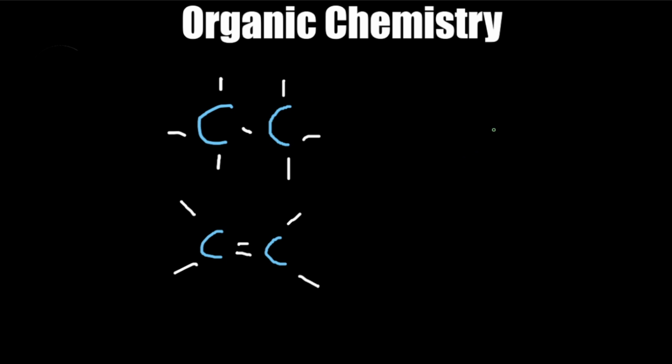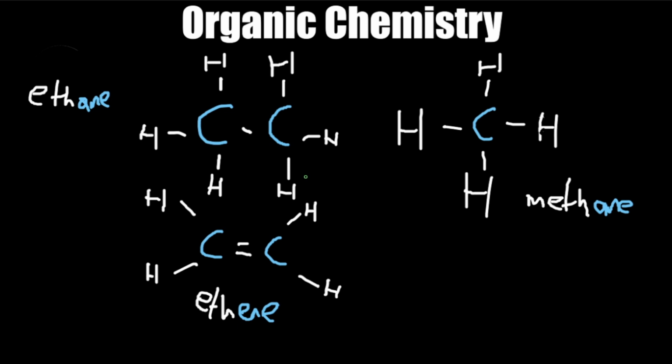So let's take a look at one such organic compound. What we're going to look at is the most common one called methane. Methane has 1 carbon ion and 4 hydrogen ions. So there are many different organic compounds. So over here, we have ethane and down here, we have ethene.